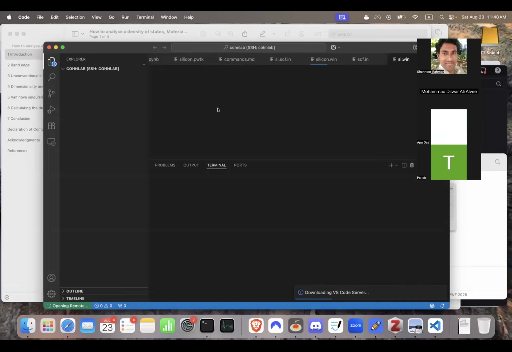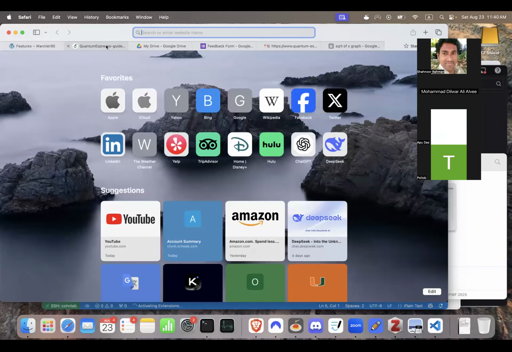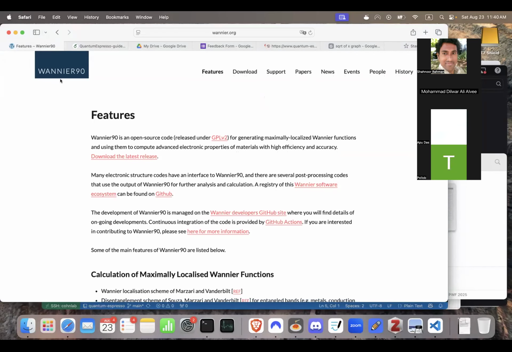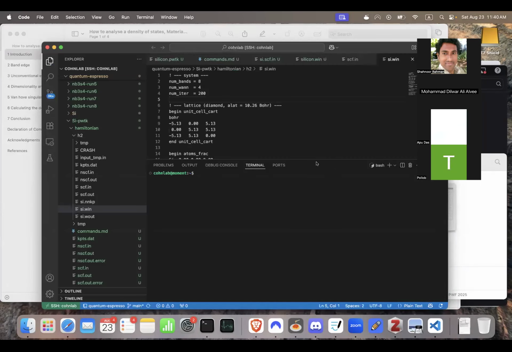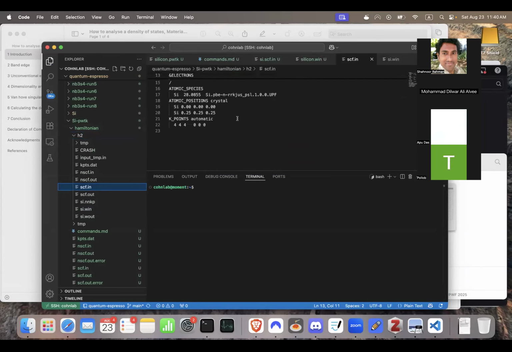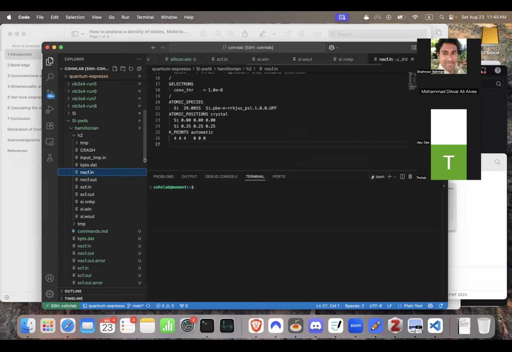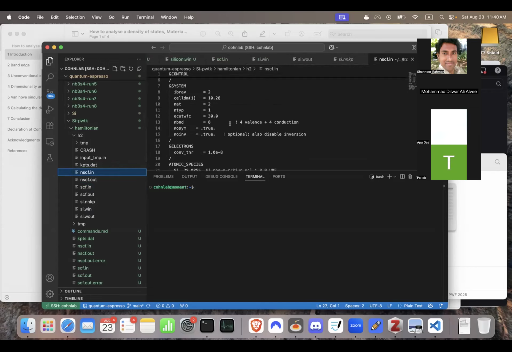But now I needed some help from you guys. So there is a program, Wannier90, that is useful when you want to build the Hamiltonian from the computation of Quantum Espresso. And I'm actually stuck somewhere. The program is not, for some reason, working. So here I have the SCF file. It's just a regular SCF file, but the grid is 444. And I also have an NSCF file. The grid is again 444.